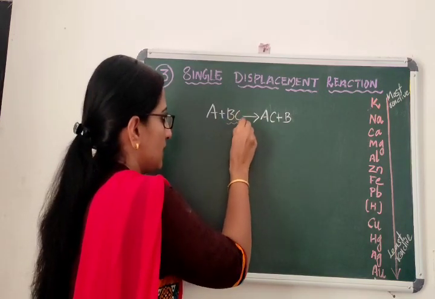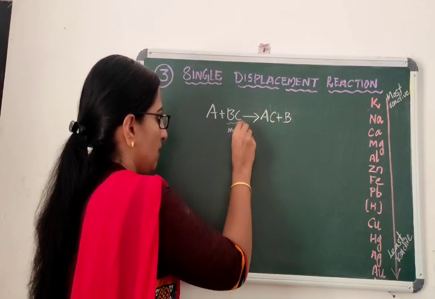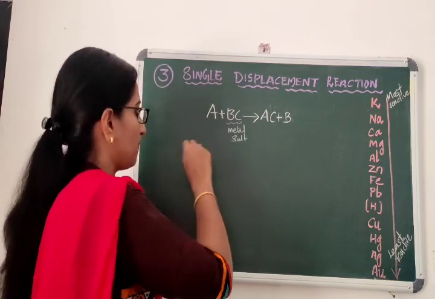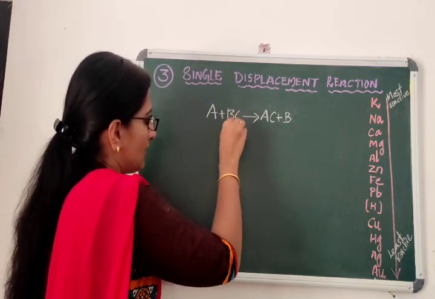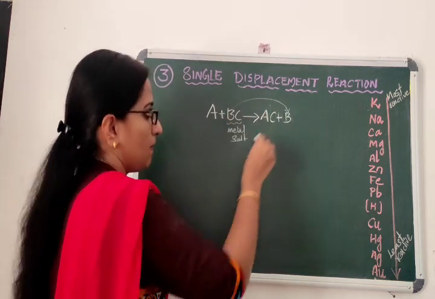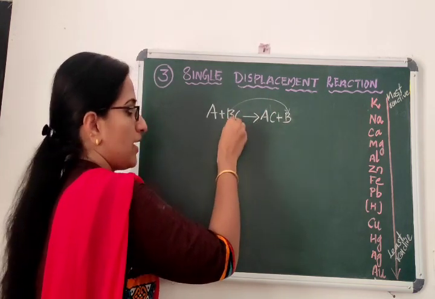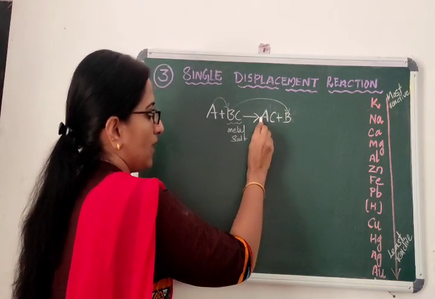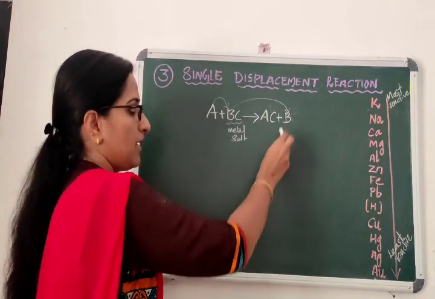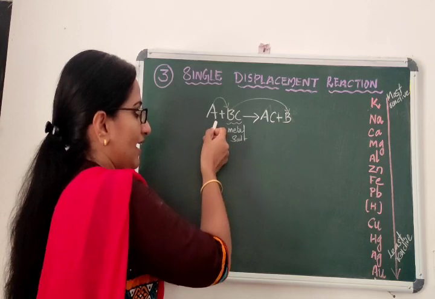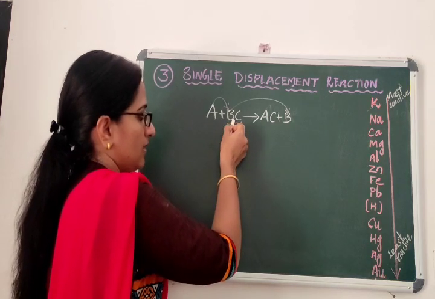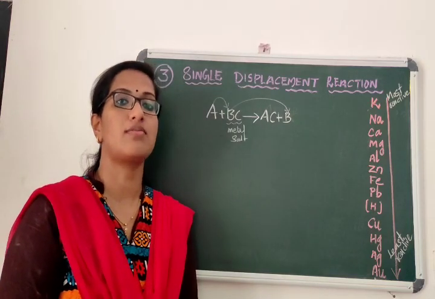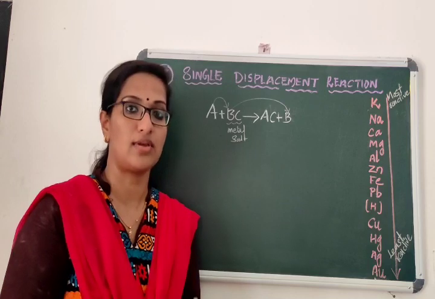Here you can see A is a metal, B is a metal. Here BC is a metal salt solution. It is a metal salt, a salt containing metal and non-metal. This is a metal, this is a non-metal. So from this metal salt, B is isolated, B is separated. In the place of B, the highly reactive A has come and a compound AC is produced and B is separated. Here A is more reactive than B, so B is displaced. So how will you come to know which element is highly reactive, which element is least reactive?